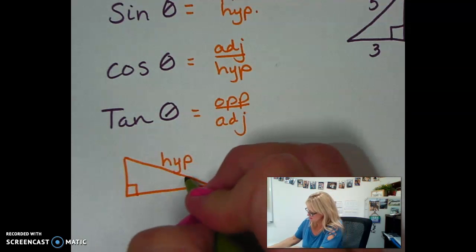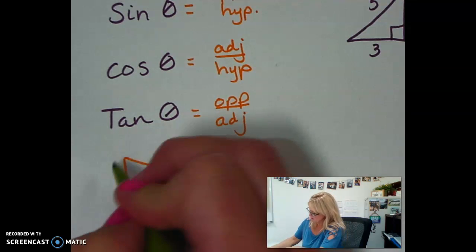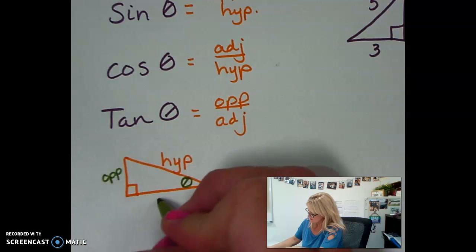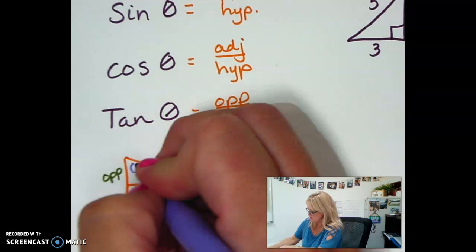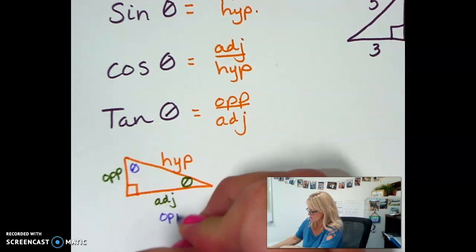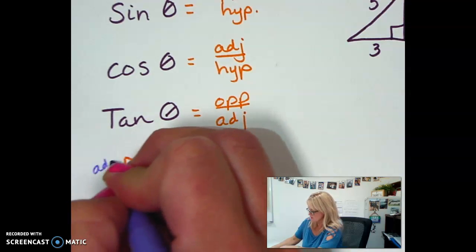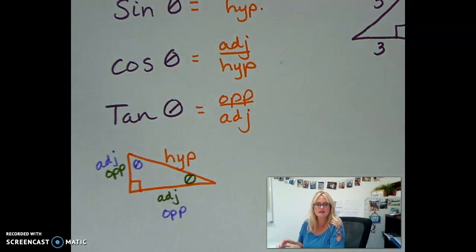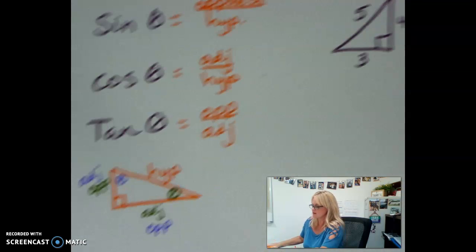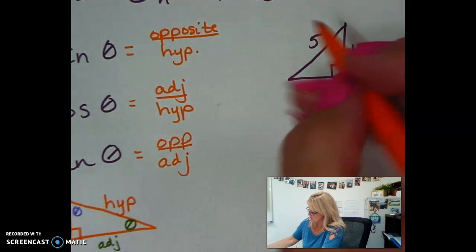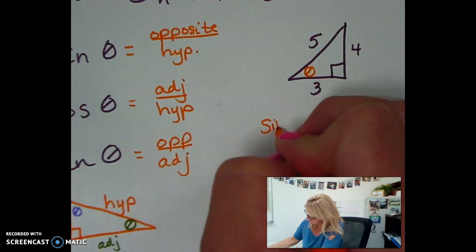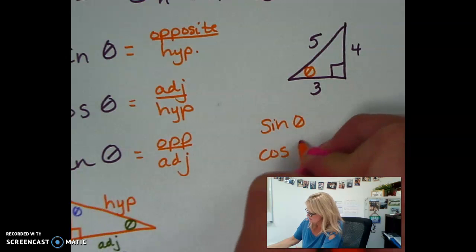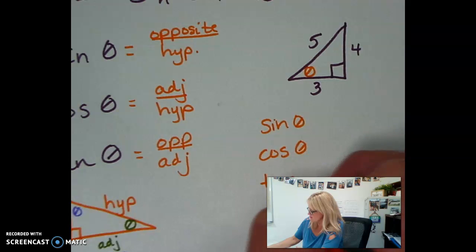So if theta is down here in this corner, my opposite is across and my adjacent is right next to it. However, if theta is up in this corner, then the opposite is over here and the adjacent is over here. Notice the hypotenuse never moves. So on your own, if this is theta, find the sine of theta, the cosine of theta, and the tangent of theta.